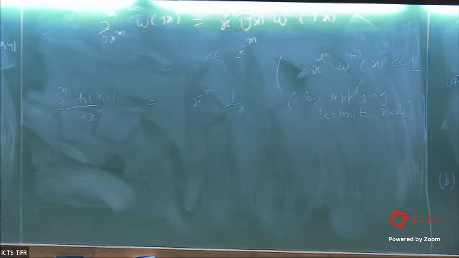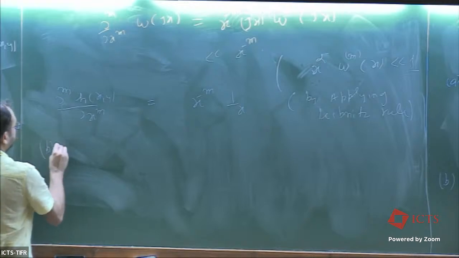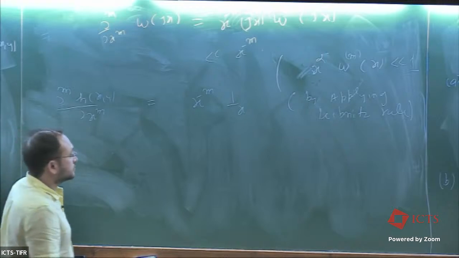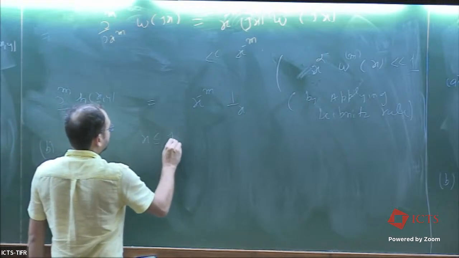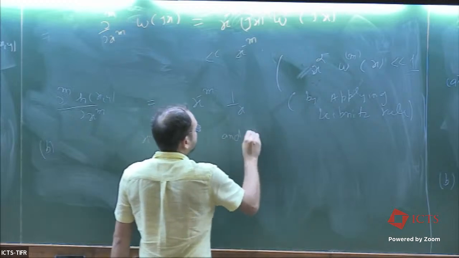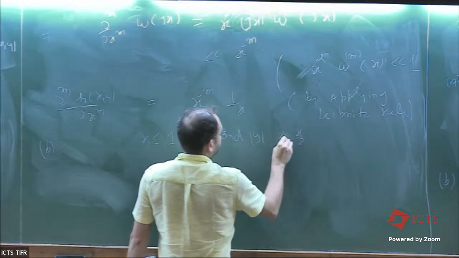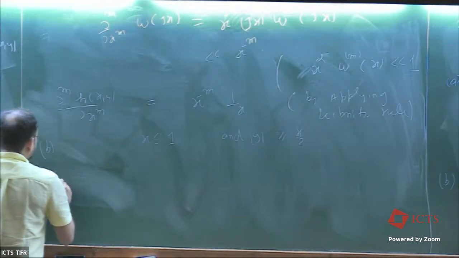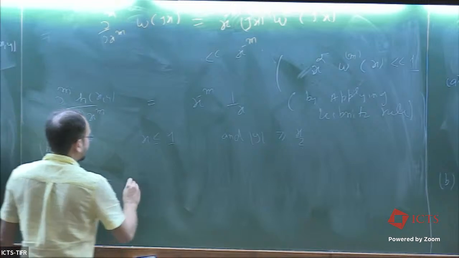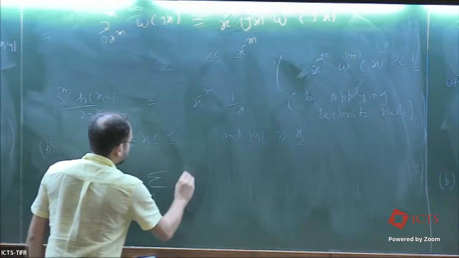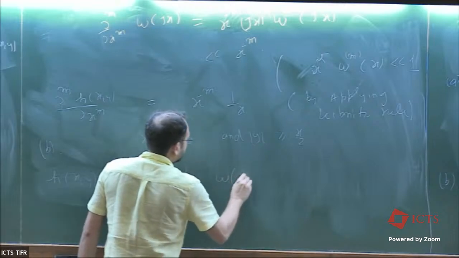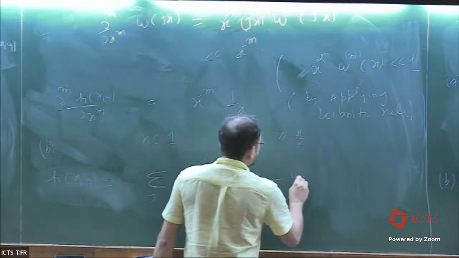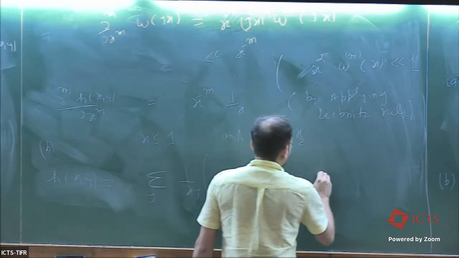Now let us prove part B. The proof of part B is exactly similar. Now we are in the range x less than 1 and y bigger than x. Recall that h of x,y is the summation over j of 1 by xj times w of jx minus w of y.